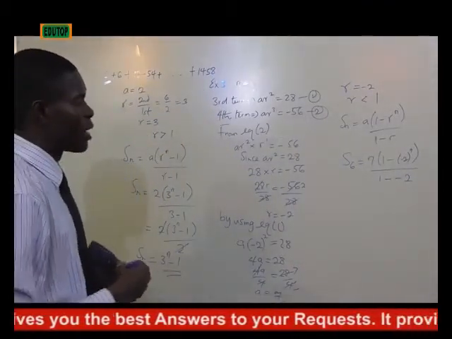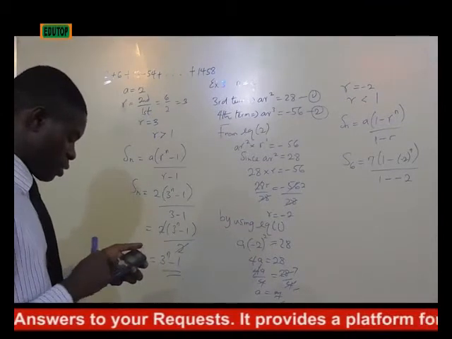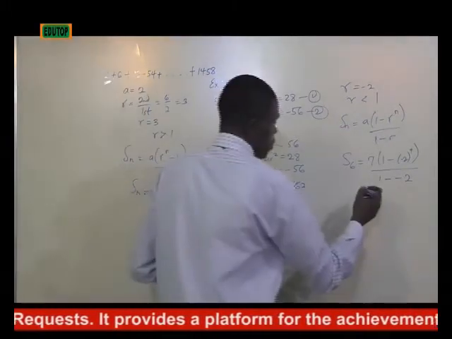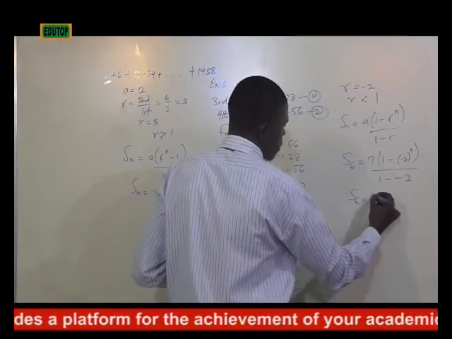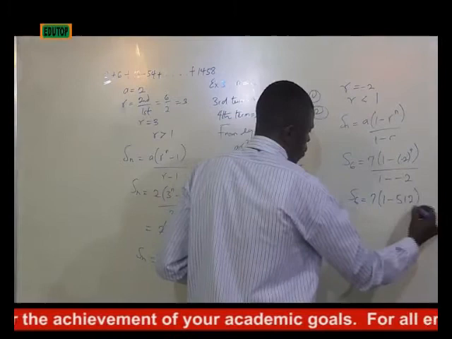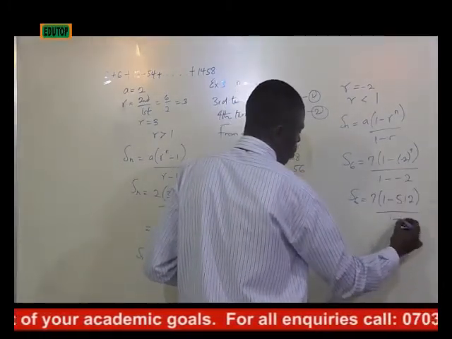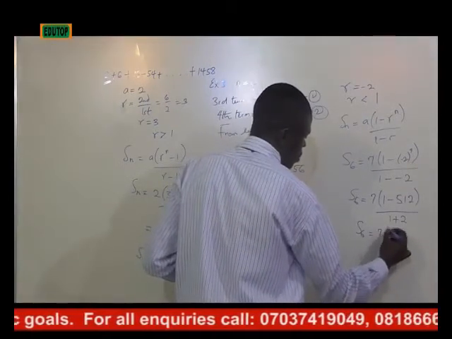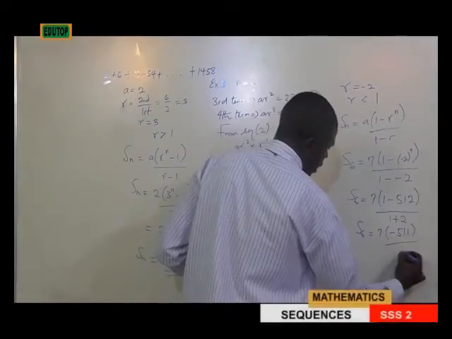So here, 2 raised to power 9 will give what? 2 raised to power 9 gives 512. So S6 will now be 7 into 1 minus 512 over 1 minus 2. That gives 1 plus 2, so S6 will now be 7 into minus 511 over 3.